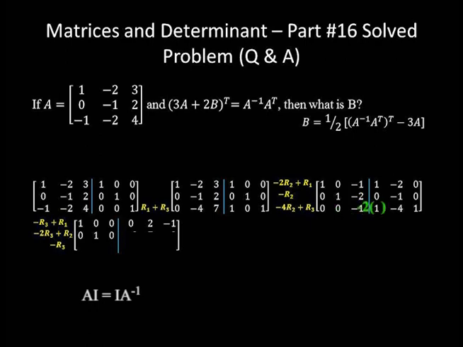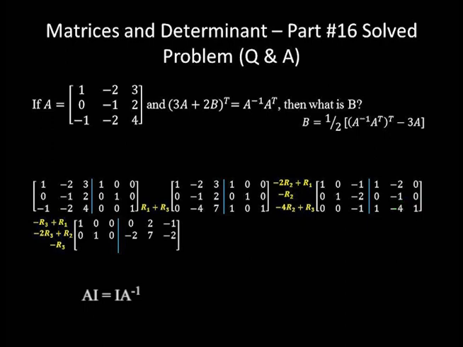Negative 2 times 1 is negative 2. Negative 2 plus 0 is negative 2. Negative 2 times negative 4 is positive 8. Positive 8 plus negative 1 is 7. Negative 2 times 1 is negative 2. Negative 2 plus 0 is negative 2.